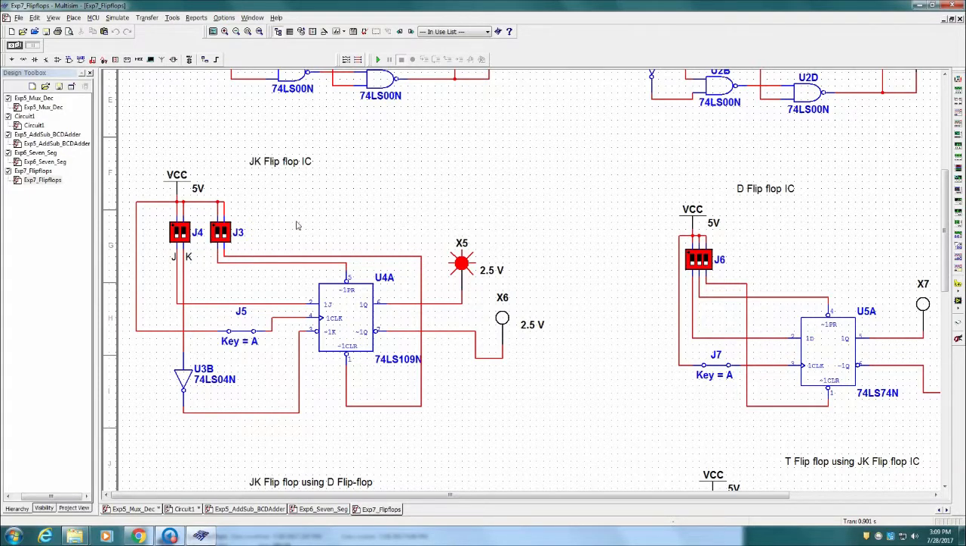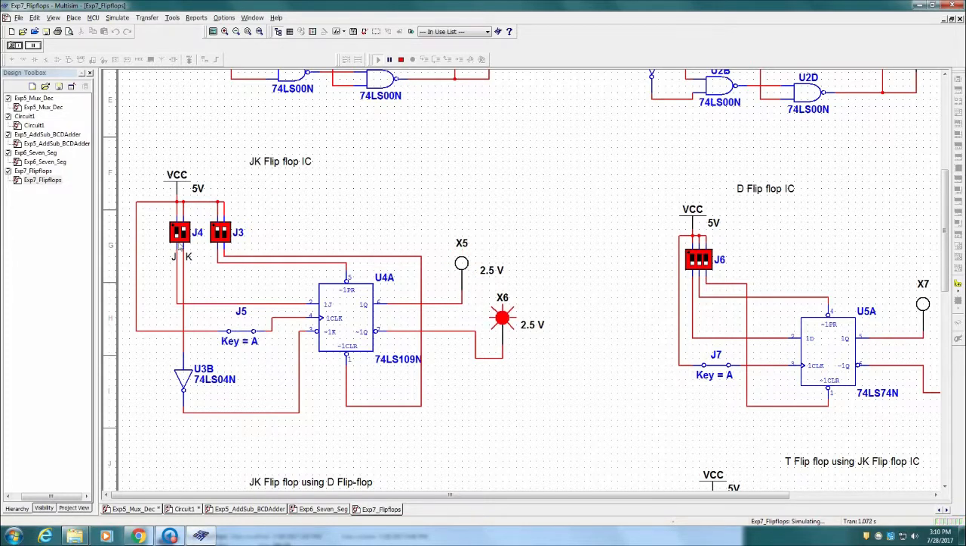Next, we will study the working of a JK flip-flop. It consists of J and K inputs, preset and clear inputs, and a clock input. When preset equals 1 and clear equals 0, the flip-flop will reset the output to 0. And when the preset equals 0 and clear equals 1, the flip-flop initializes the output to 1. For normal operation, both preset and clear are connected to VCC.